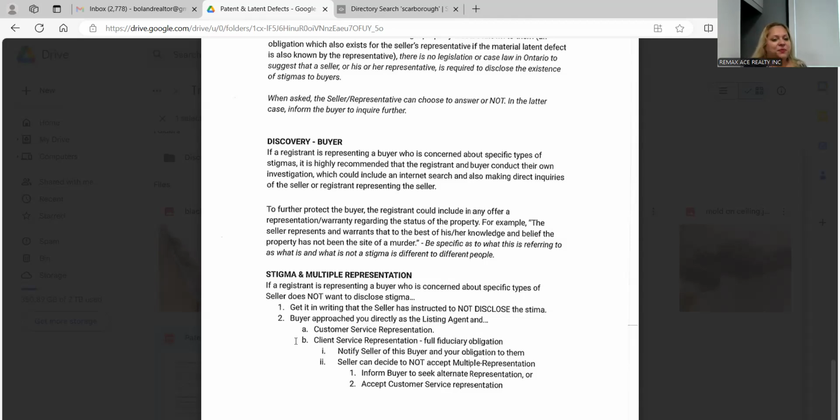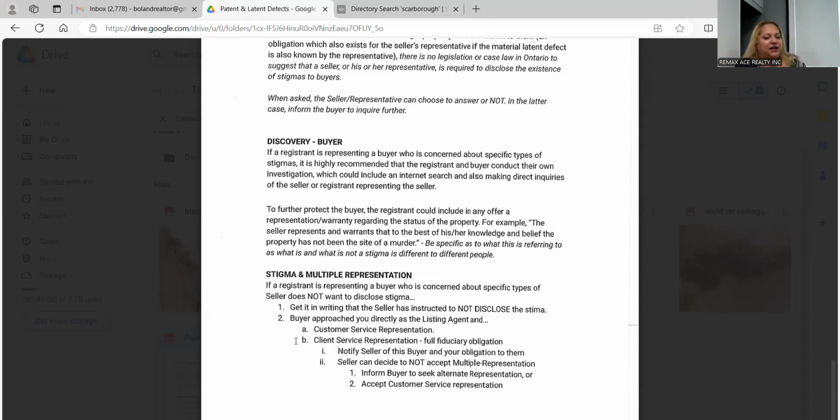So, stigma and multiple representation. If a registrant is representing a buyer who is concerned about specific types of stigma and the seller does not want to disclose the stigma, now you're working for both parties and you're getting into multiple representation. So it's sticky. What do you do? Your seller says, I don't want to say there was a death here 40 years ago. I didn't care when I bought it 20 years ago. Get it in writing. The seller has instructed not to disclose the stigma, right?